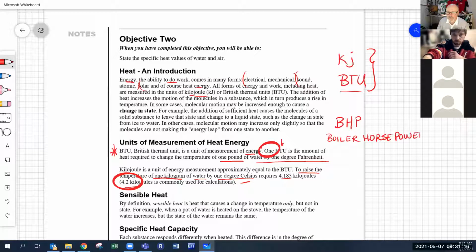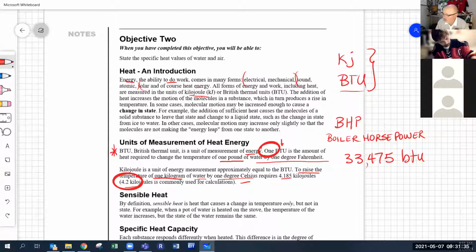33,475 BTUs is a boiler horsepower. 33,475 BTUs is 1 boiler horsepower.